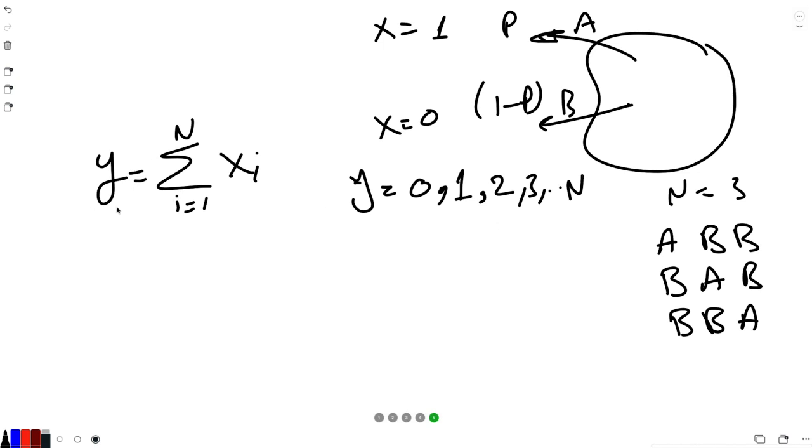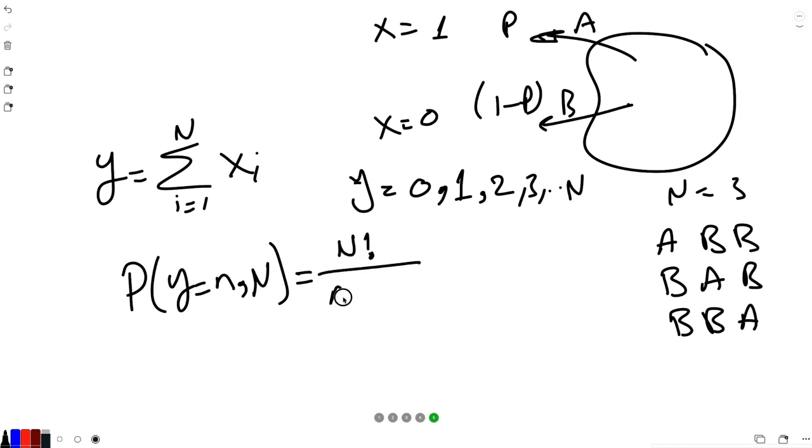This is called the binomial distribution. The probability that y equal to n small, out of n capital repetitions, gives us n factorial divided by n small factorial times n minus n small factorial, multiplied by, because y equal to n small means that the outcome A occurred n small times, and every time is p, so it becomes p to the power n small. And what is the rest? The rest is n capital minus n small, and it will be for the second event, so it will be 1 minus p to the power of n capital minus n small.